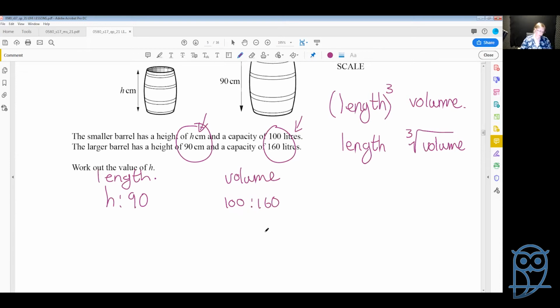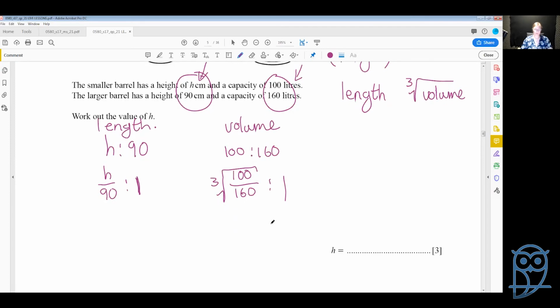So the first thing we want to do is get each of these to 1. Here we're going to have h over 90 to 1 so that we can compare these. And here we have 100 over 160 to 1. We still can't compare these because this is volume and this is length. So we need to take the cube root of each of these sides. Cube root of 1 is still 1. So we take the cube root and now we can compare these.